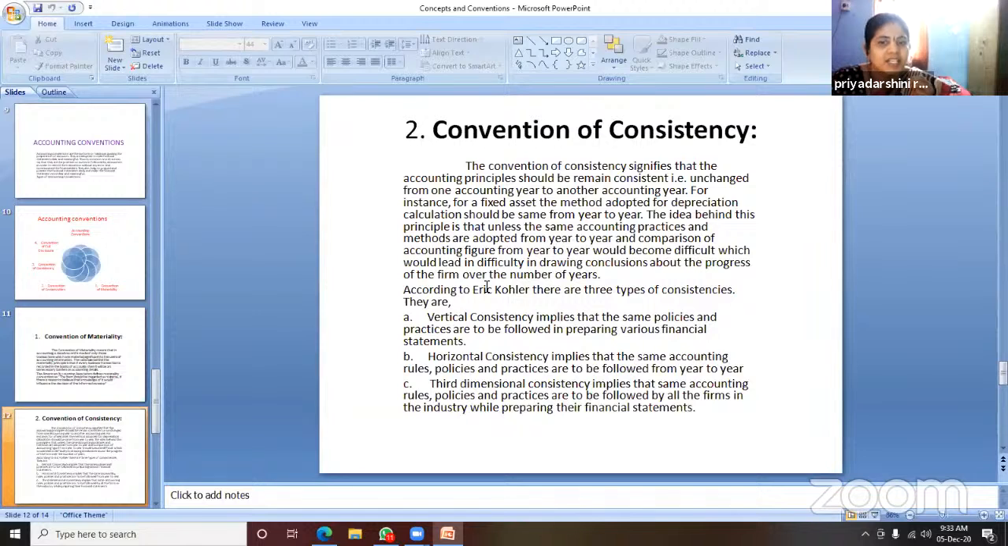It becomes easy for the comparison. So this is about the third dimension, consistency. The convention of consistency means we have to follow the same method. Whatever the method is applied, that must be applied over all the period. So from year to year, there should not be any change. We should not change the method applied meanwhile.